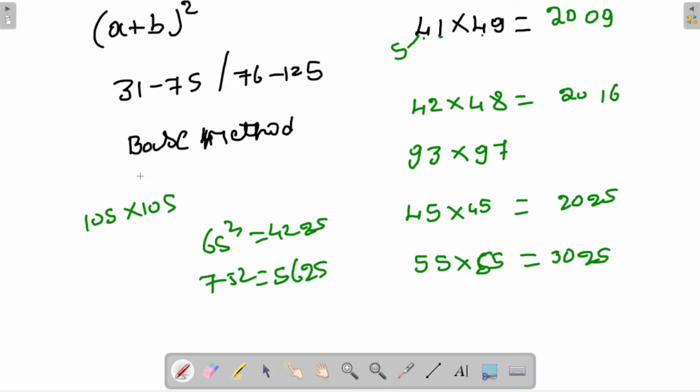Okay, the total is 4 methods again. So the ending with 5 method. Write down these 4 methods: a plus b whole square, 31 to 75, base method, and ending with 5. I will use this method only for numbers ending with 5.